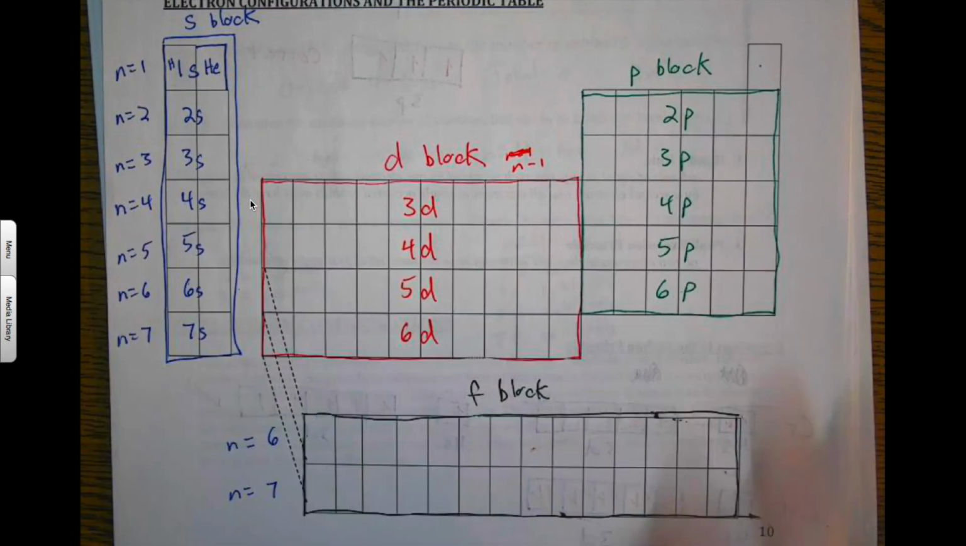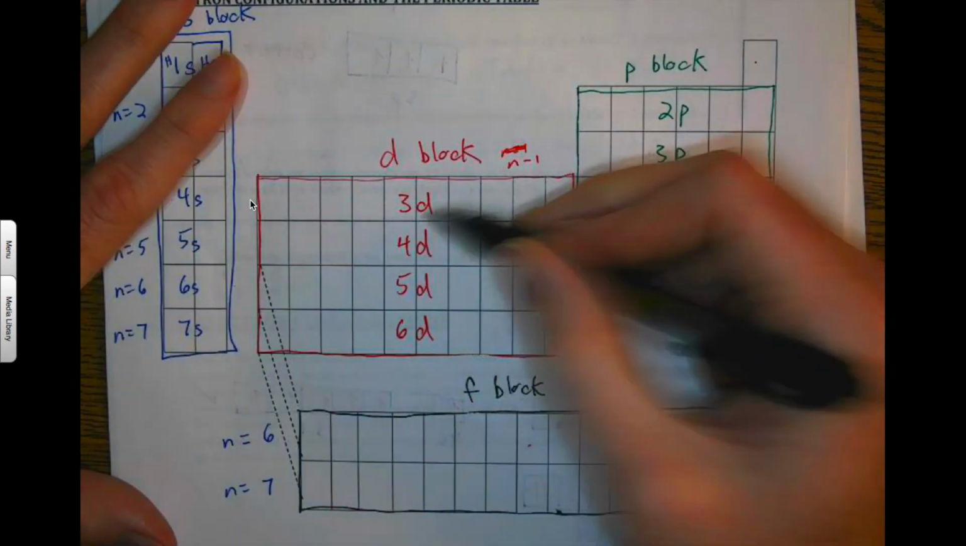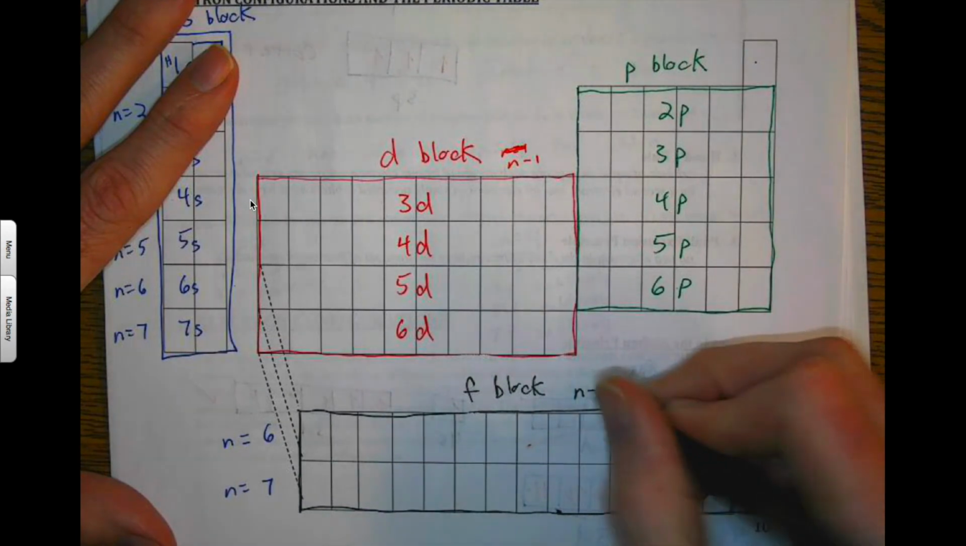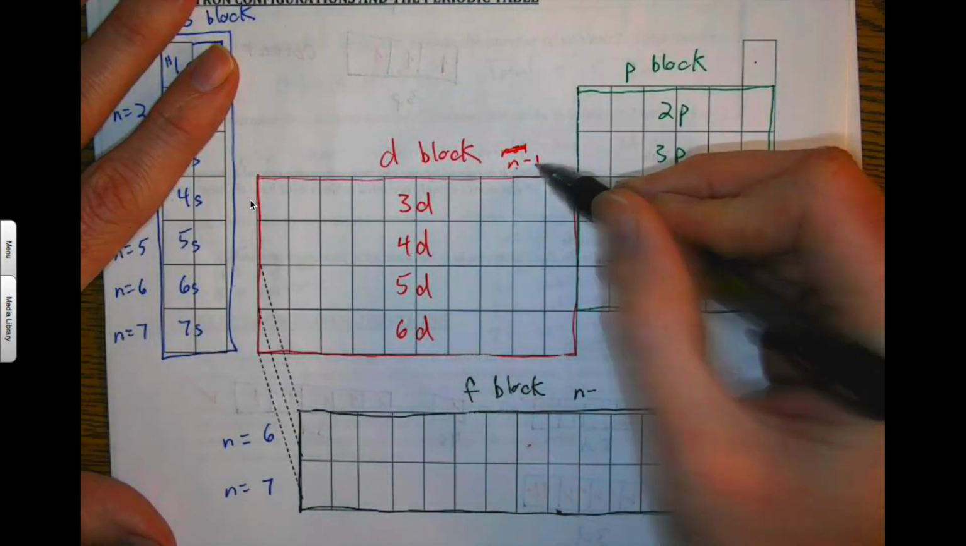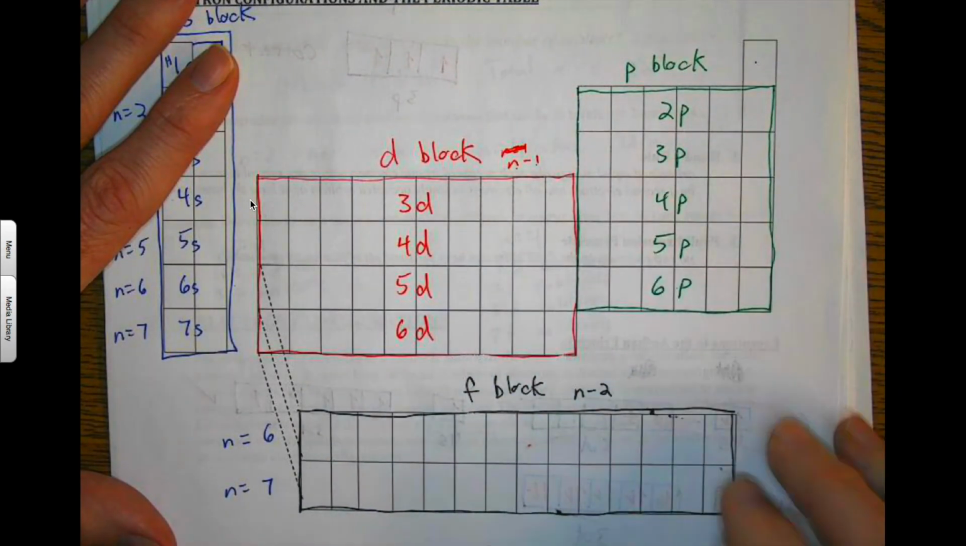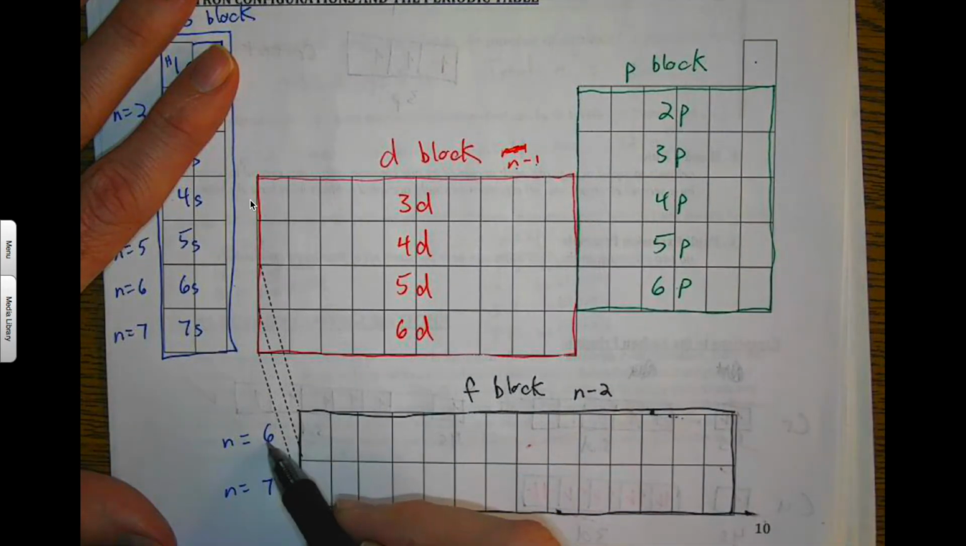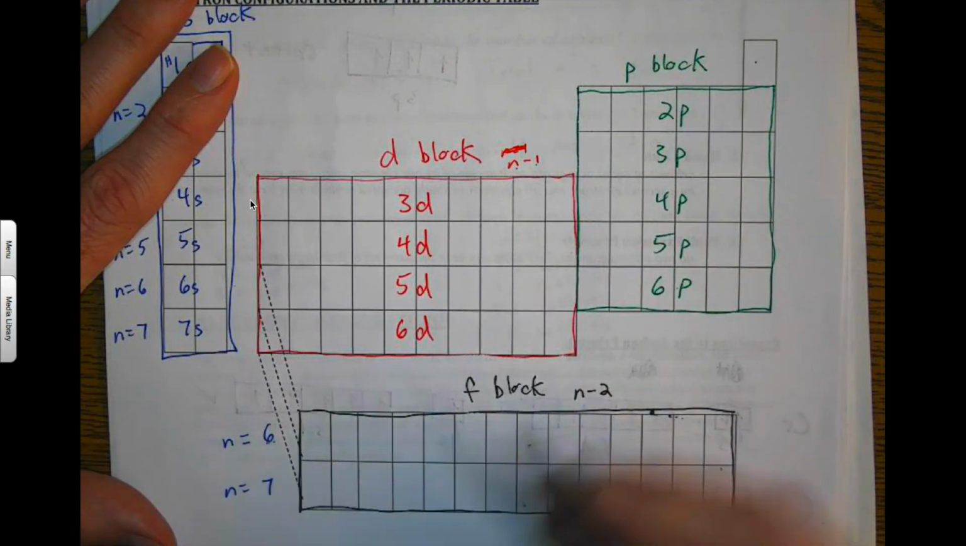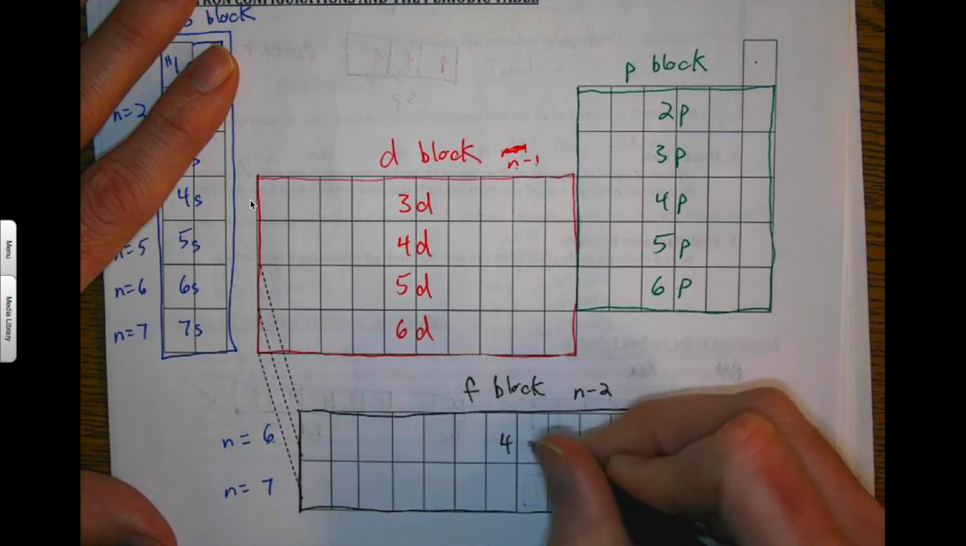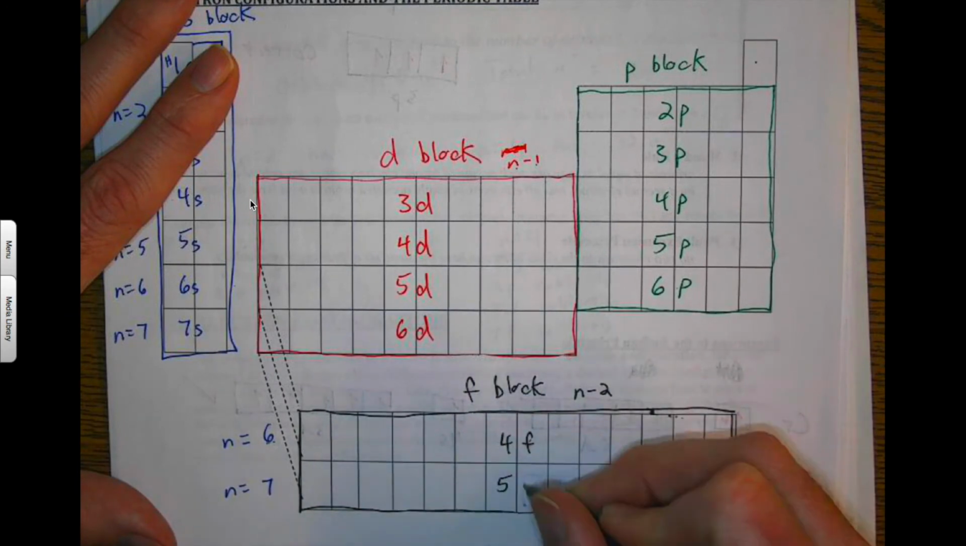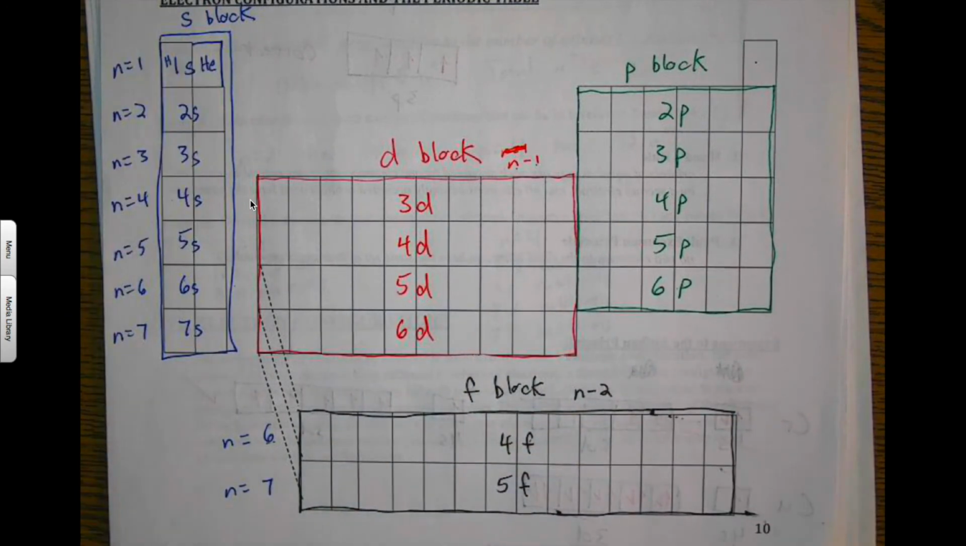And then when we get to the f block, this is going to be along the same lines. It's not going to be n minus 1 though, it's going to be n minus 2. So this is the sixth row right here, but this is going to be 4f, and 5f. Okay? So all this is really showing you is what is the last term in that electron configuration.